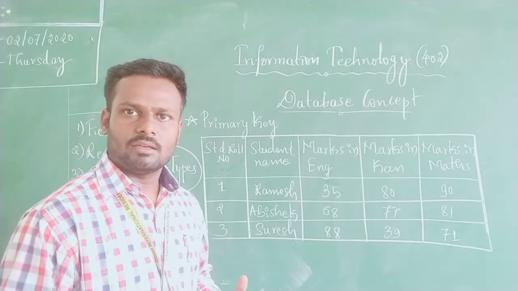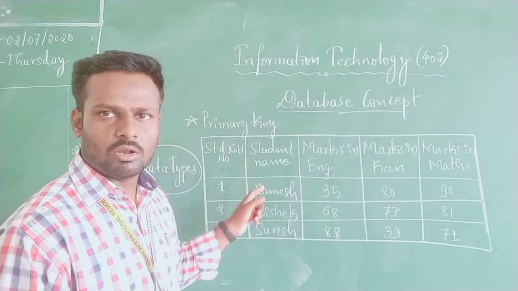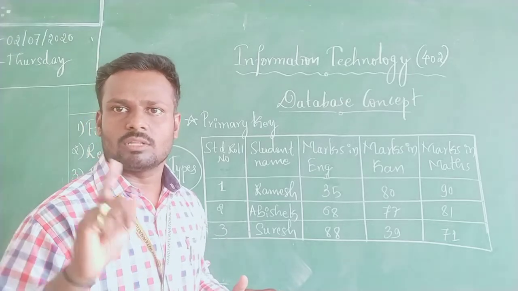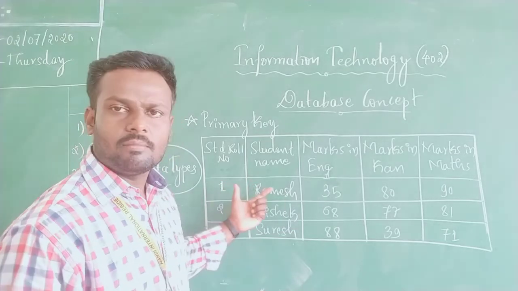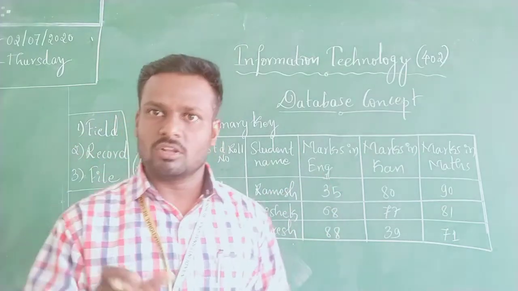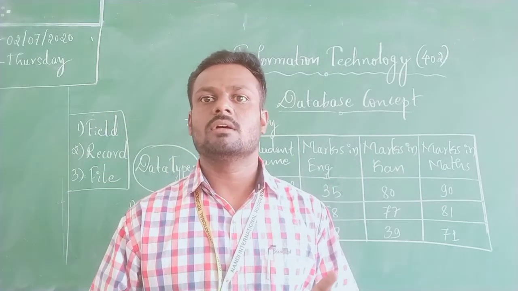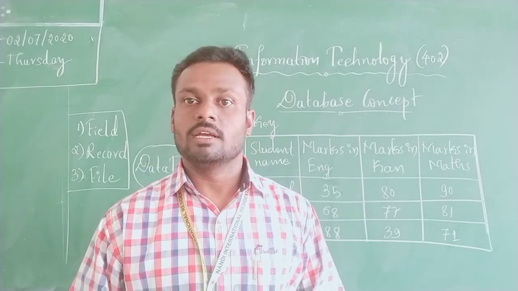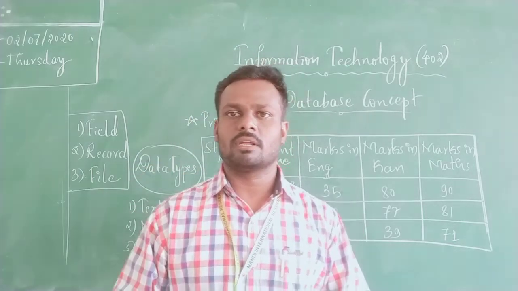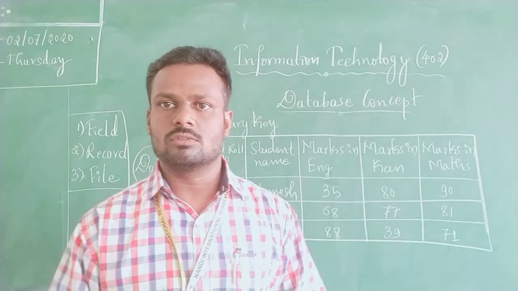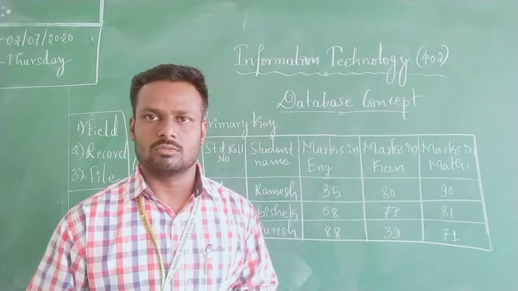When you apply a primary key to any one column in a table, it may be any column, but not more than one. That particular column should not be null and it should not accept duplicate values. It means when you apply a primary key to a column, the column should have unique values.